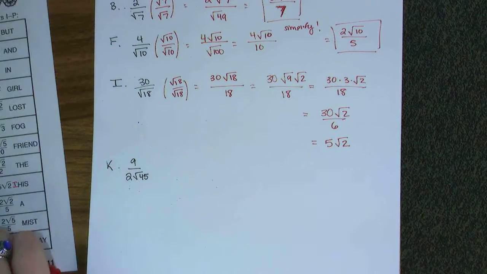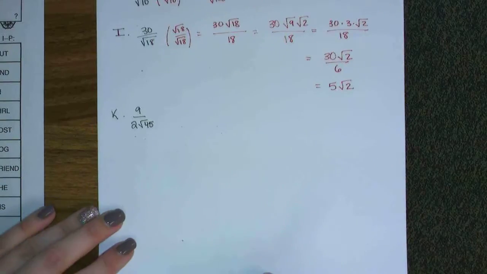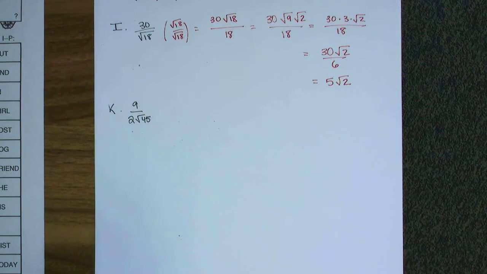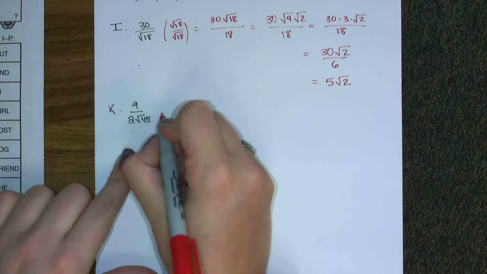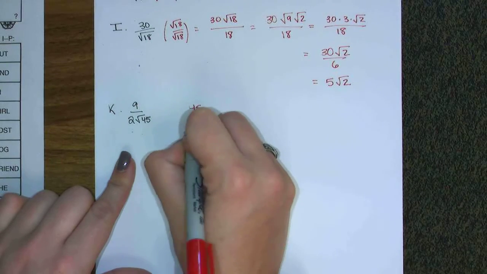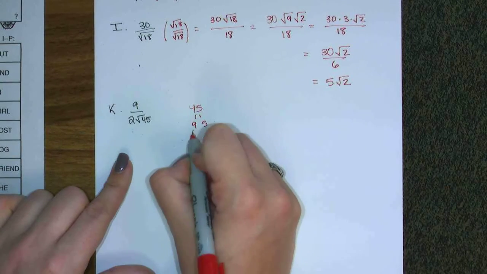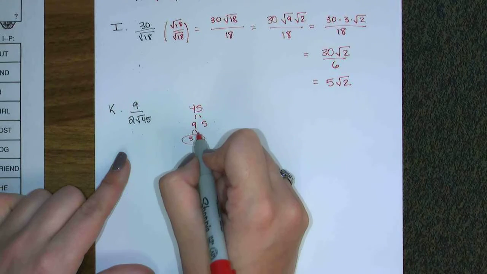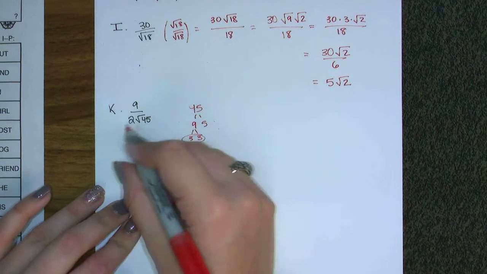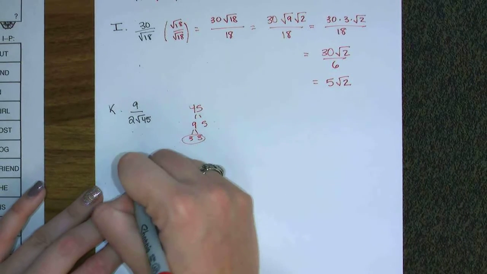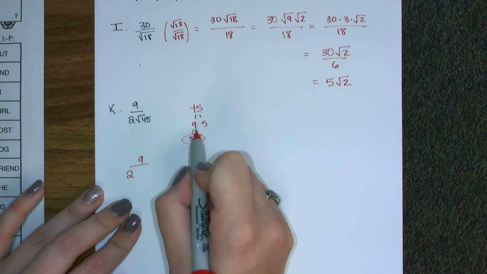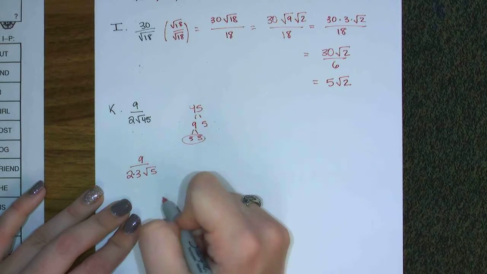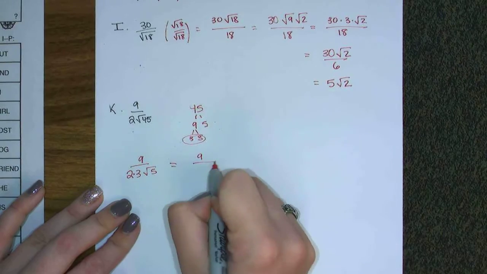So what I want to do first here, okay, so I'll show you where I could have gone with this one in this first step. So 45, okay, can be broken up into 9 times 5, which can be broken up into 3 times 3. I have a group of 3's there, so I can pull out a 3. So I can rewrite this as 9 over 2 times the square root of 9, okay, which is 3. So that's 2 times 3 times the square root of 5 on the bottom, which gives me 9 over 6 root 5.